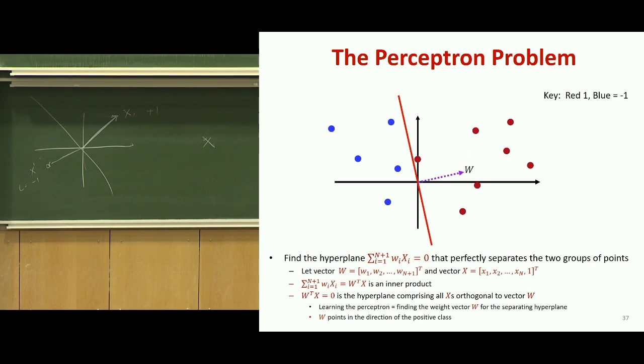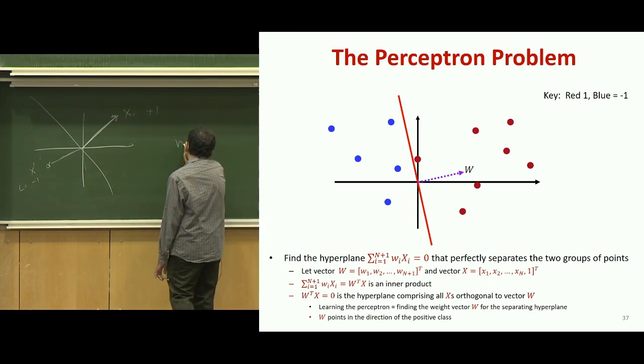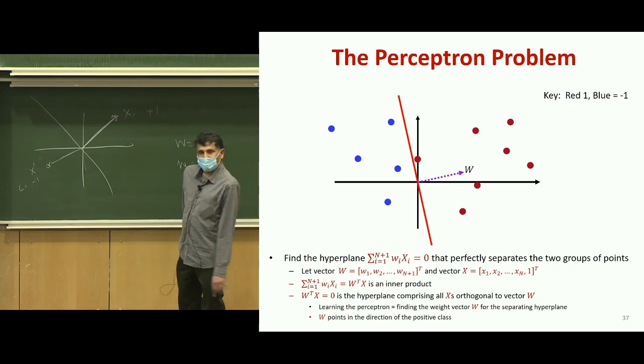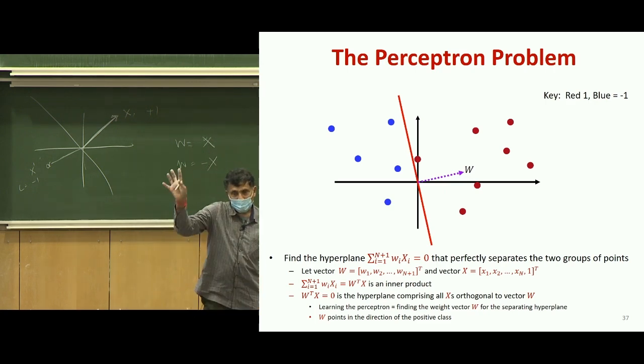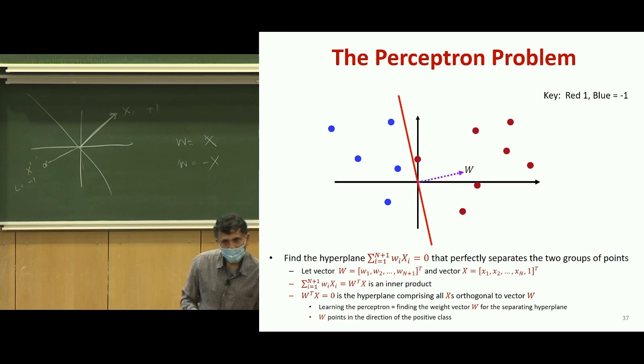When I want the label as minus 1, I want the weights to be in the same direction, but pointing exactly the other way, correct? That is the best case. So in this case, my best case, W equals X. Here, my best case, W equals minus X. Does this make sense to everybody? Right? Because that's how it works, right?